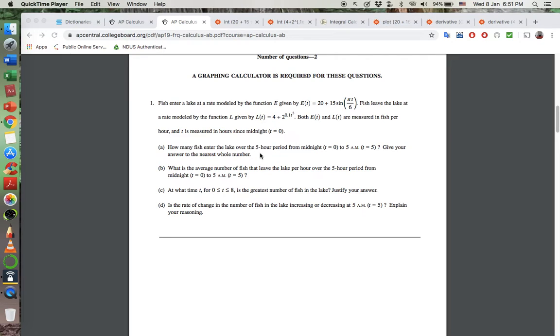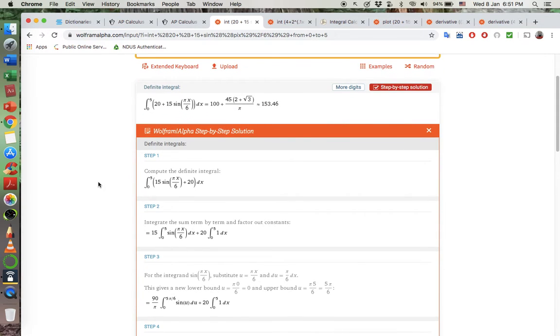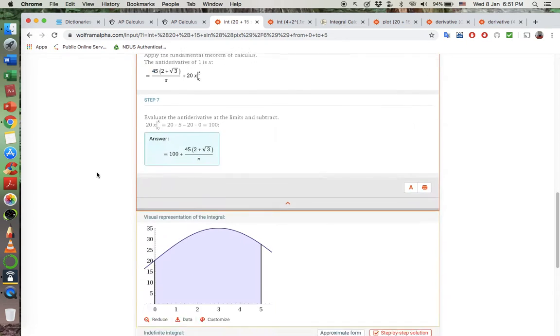squared. Okay, so our first question: how many fish enter the lake over the 5-hour period from midnight to 5 a.m.? What we need to do is find the integral from 0 to 5 of E of t. I've got that already lined up here in Wolfram. We've got the integral from 0 to 5 of our function E of t. I've changed t to x just because that's the standard variable. And we see that we have 153.46 fish.